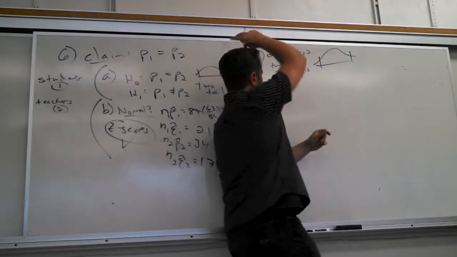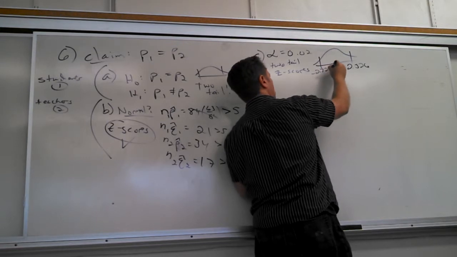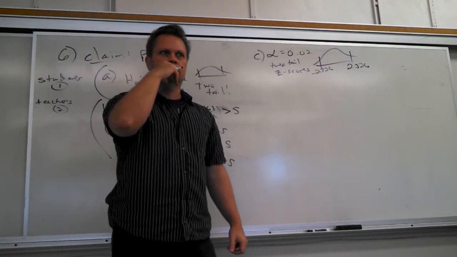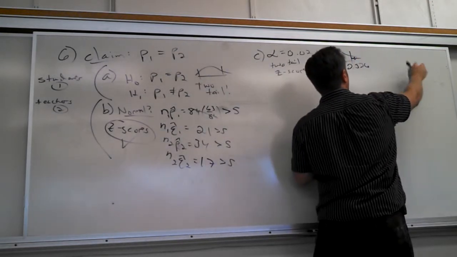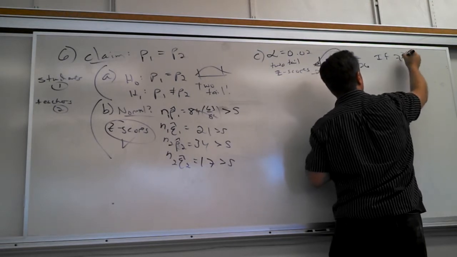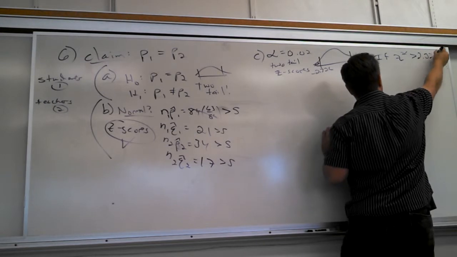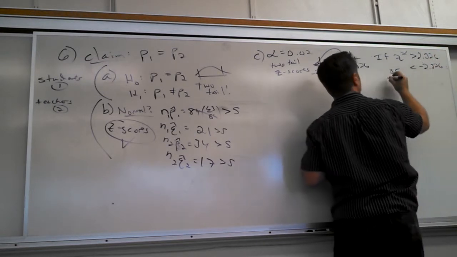Where's 2.326 go? It's a 2-tailed test, so I put 2.326 there, and I put negative on the other side, because we're the humans, we know that's negative. It's below the mean. So then, how do I say that in words? If Z star is greater than 2.326 or less than, we can do what?